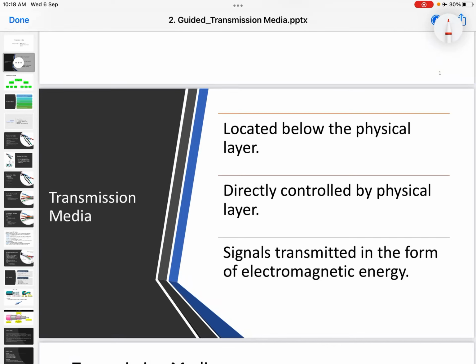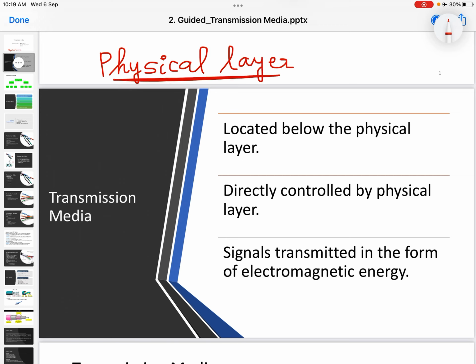So module number 2 is physical layer. Physical layer is module number 2. In that you have the transmission media.